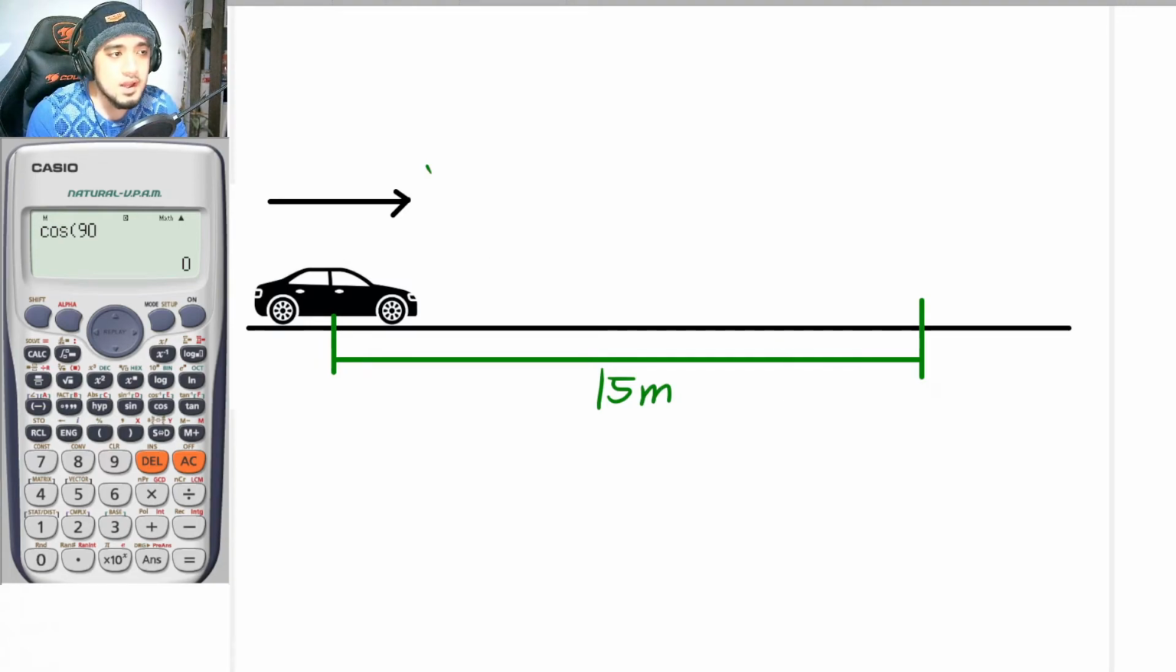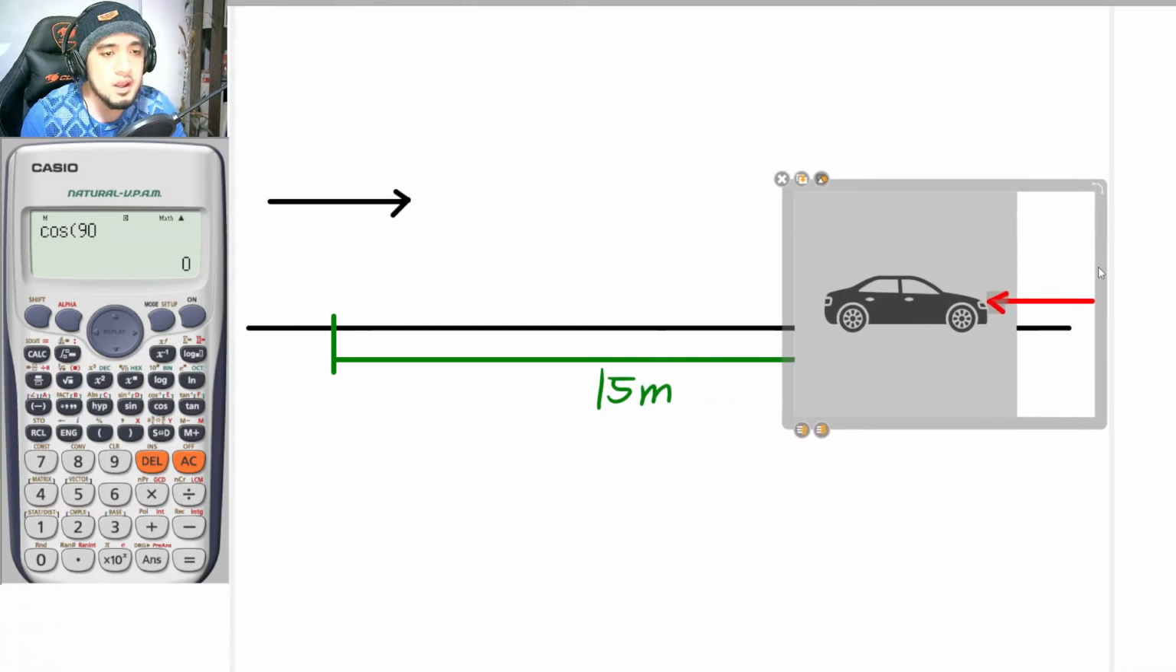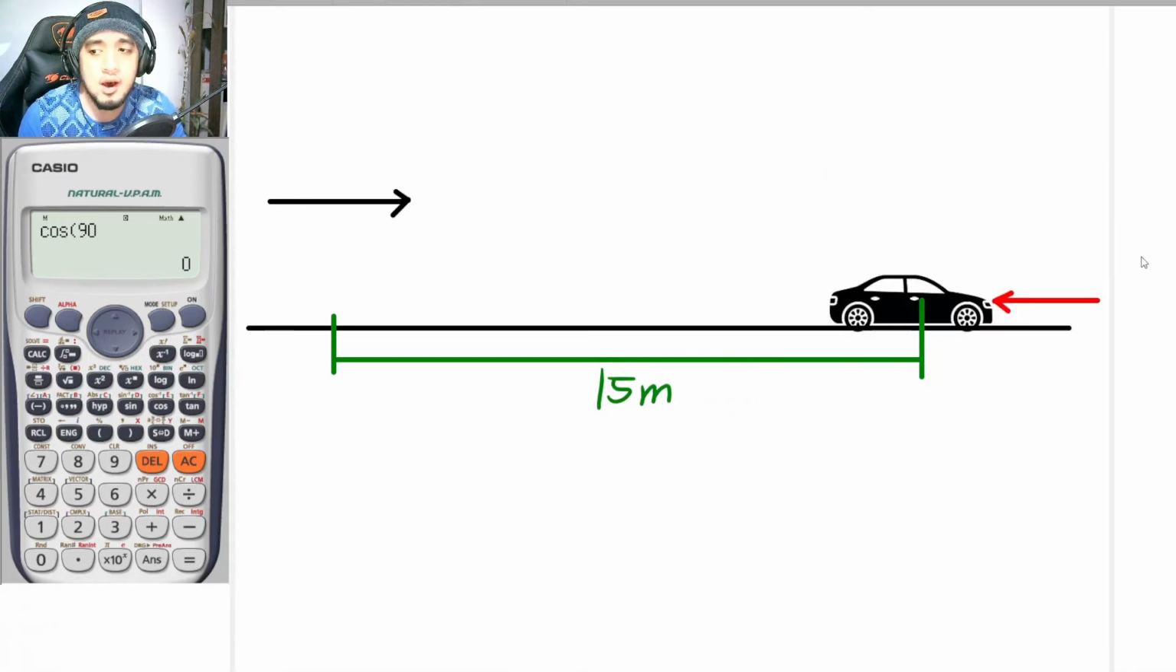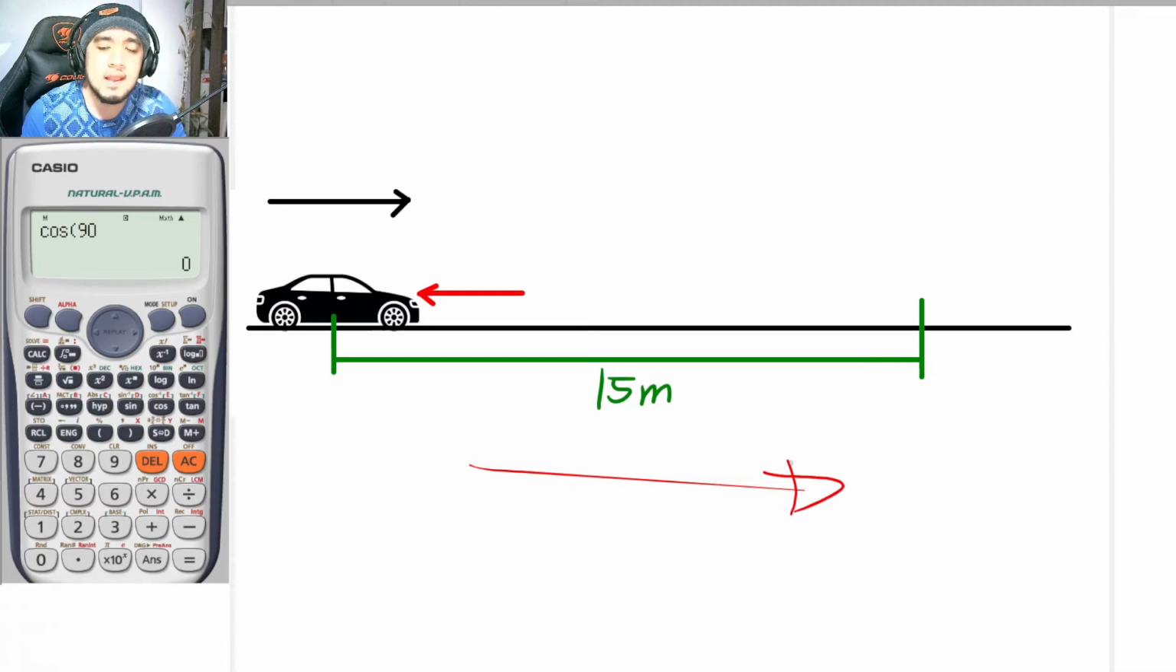So if it is moving along this direction and you apply brakes, what happens here is that a force is applied for the car to slow down, or decelerate, so that once the car reaches this particular position here, it would stop. Okay, so as you can see, in this particular case, the displacement is going towards the right, but the force is going towards the left. And with that, we would have a negative work.